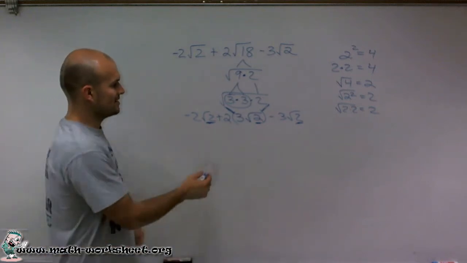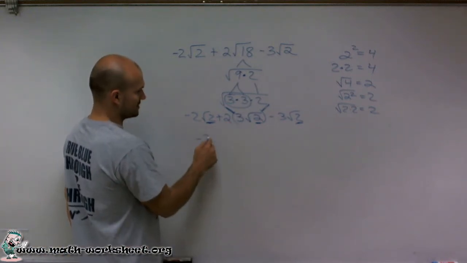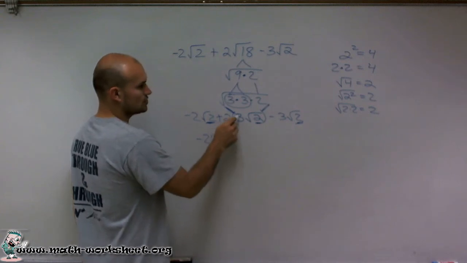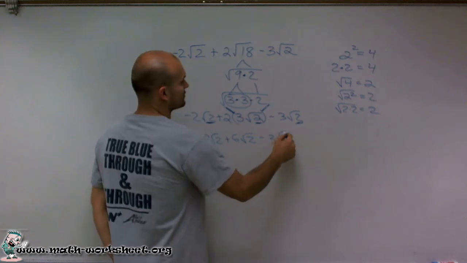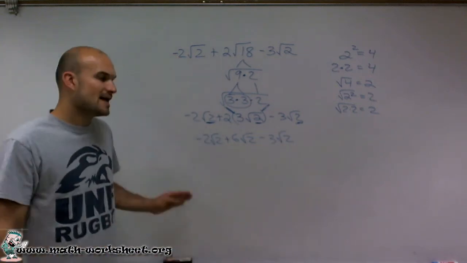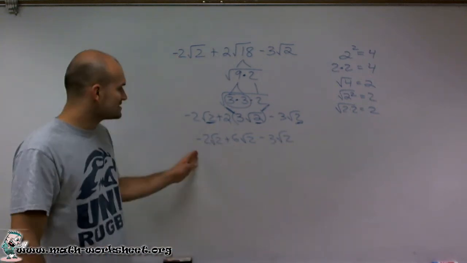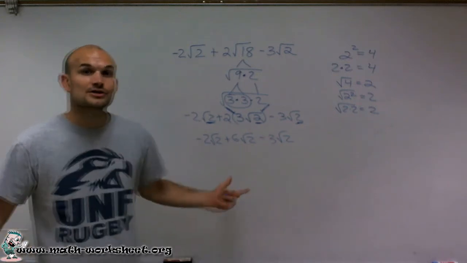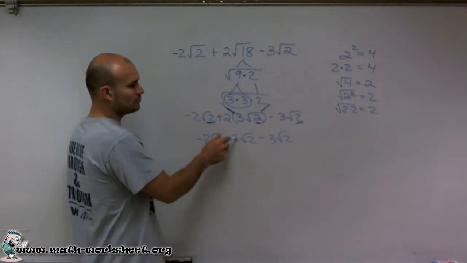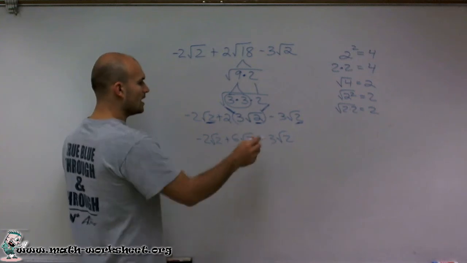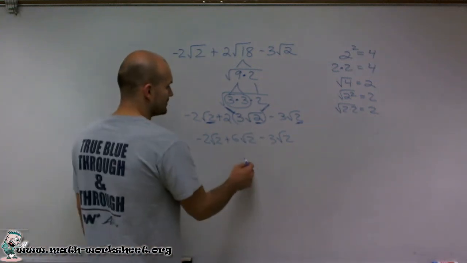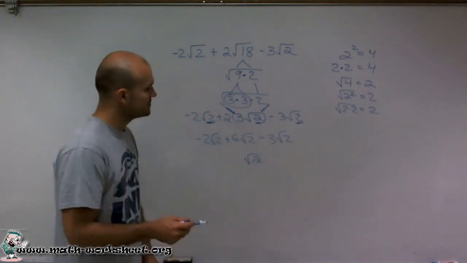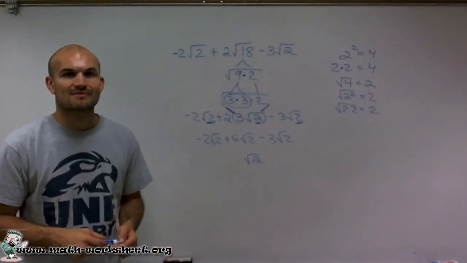But before I do that, I have this multiplication to do. So I have negative 2 square root of 2, plus 2 times 3, which gives me 6 square root of 2, minus 3 square root of 2. Since these are all like terms, I can simply add and subtract the integers in front. Negative 2 plus 6 minus 3 gives me a positive square root of 2. And there you go. That's a simplified version. Thanks for watching.